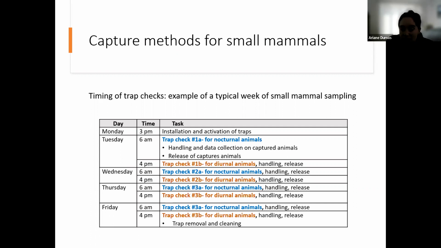You can see on the schedule here, which I have put just as an example, something important: the traps are activated at the end of the day, around 3 or 4 p.m., and are checked really early the next morning. This is important because you have to ensure that the animals are not left in the trap for too long, to ensure a good survival rate and to minimize the stress on the animals.